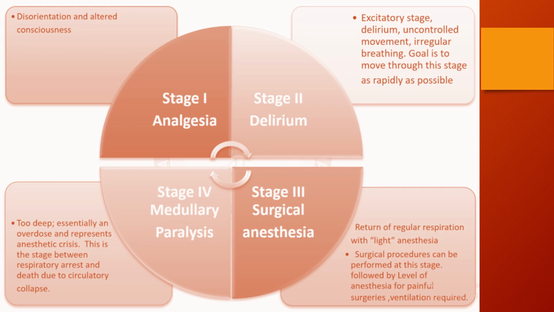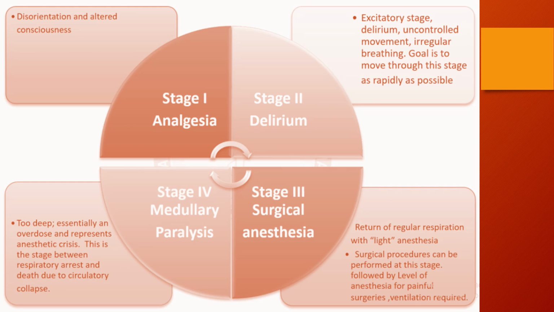Stage 2 is the stage of delirium, also known as the excitatory stage. This stage begins from loss of consciousness to the beginning of irregular respiration, and the jaws are tightly closed in this stage. Heart rate and blood pressure may rise in this stage. Now move on to stage 3, which is known as surgical anesthesia.